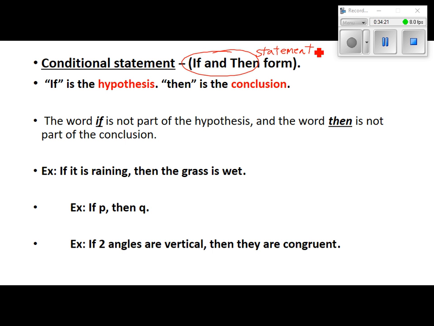In a conditional statement, it's going to have the word if at the beginning, the word then, and this should be a comma. The part that's with the if is called the hypothesis. The part that's with the then is called the conclusion.